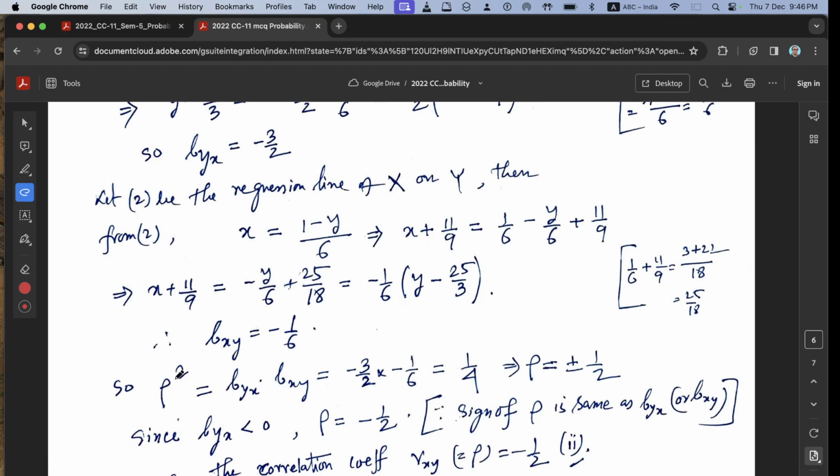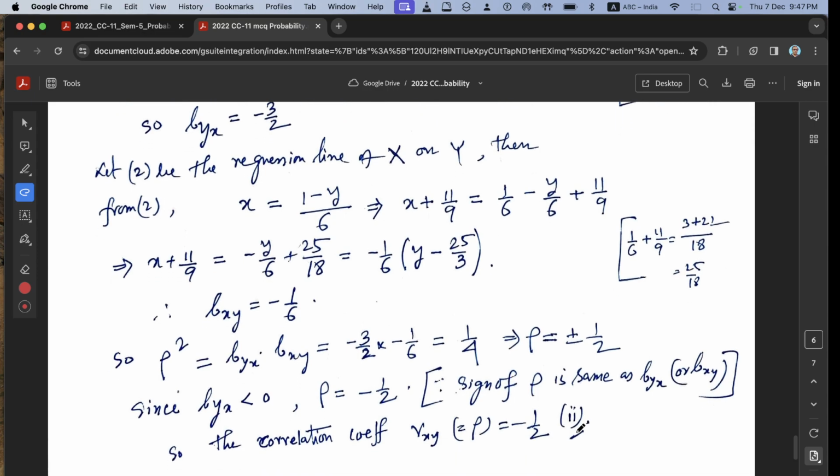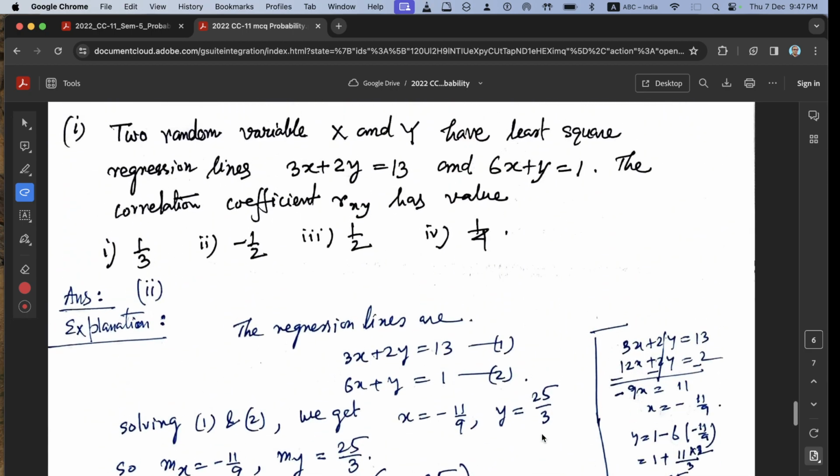So correlation coefficient rho square equals byx into bxy. So we get 1 by 4, so rho equals plus or minus 1 by 2. Since byx is negative, obviously the sign of rho is negative. The sign of rho is the same as the sign of either byx or bxy. So the correlation coefficient Rxy in the given problem equals minus half. Hence correct option is 2.